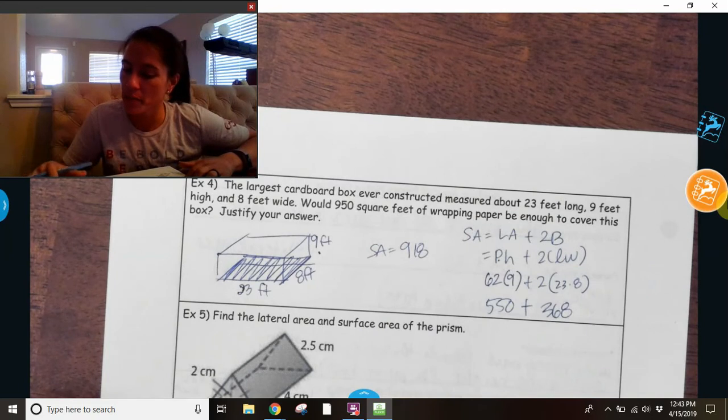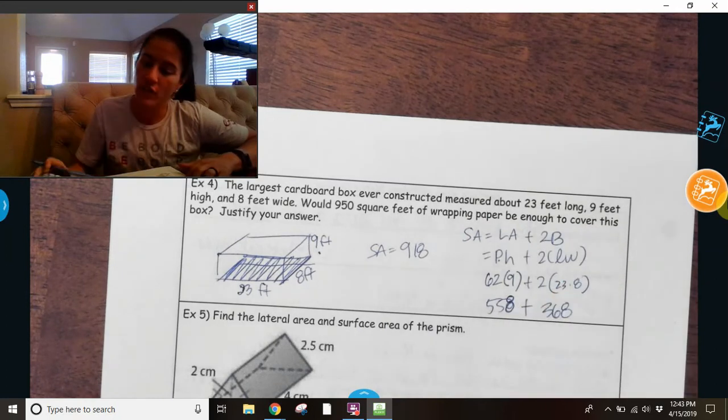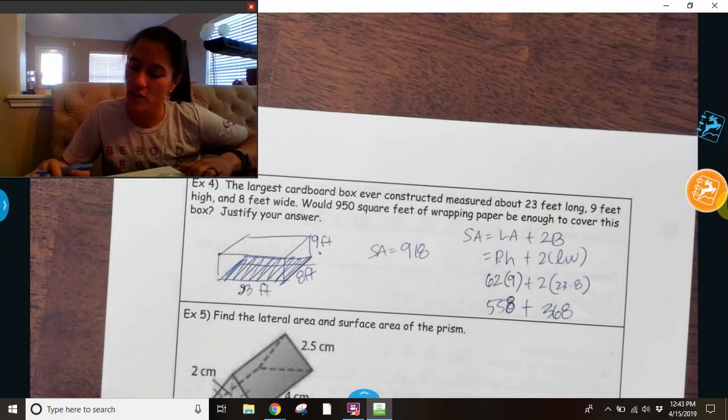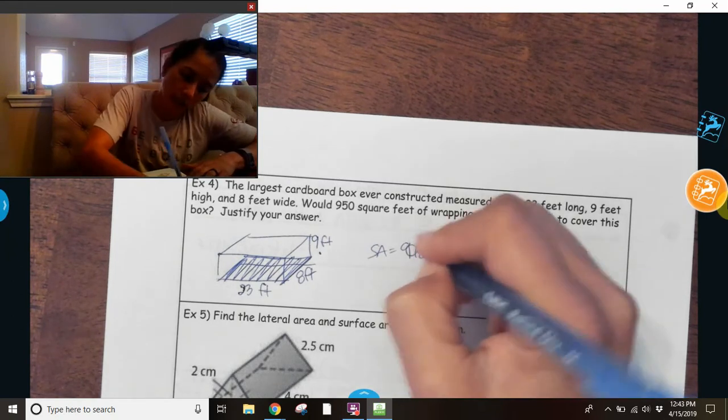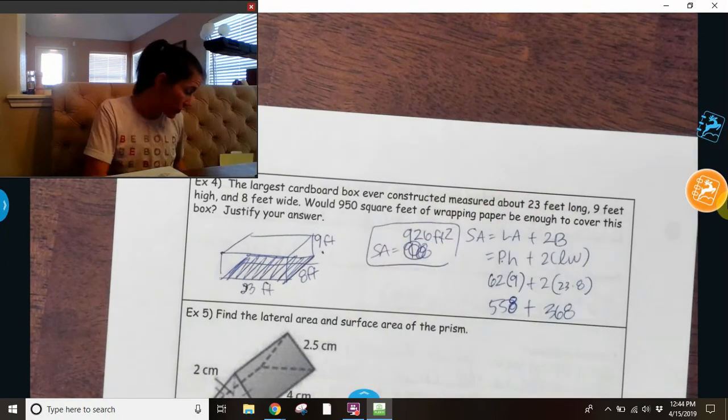Let me just make sure. Oh, it's 558. Not 550. I was like, that should end. 558. So 368 plus 558 is 926 feet squared. That's our total surface area.